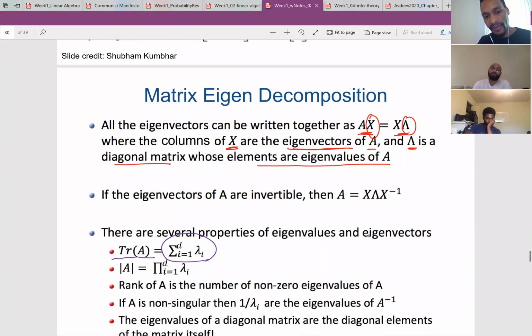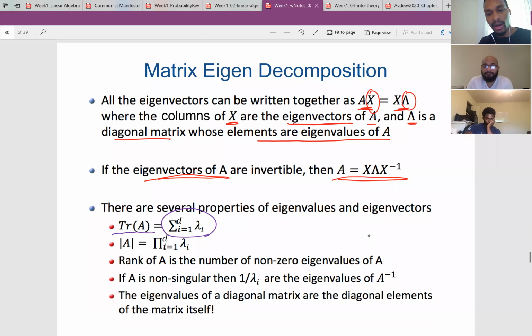And so if the eigenvectors of A are invertible, then you can write this equation. This has some use cases in singular value decomposition, which we'll talk about in a little bit. So I think that's why they bring it up here.